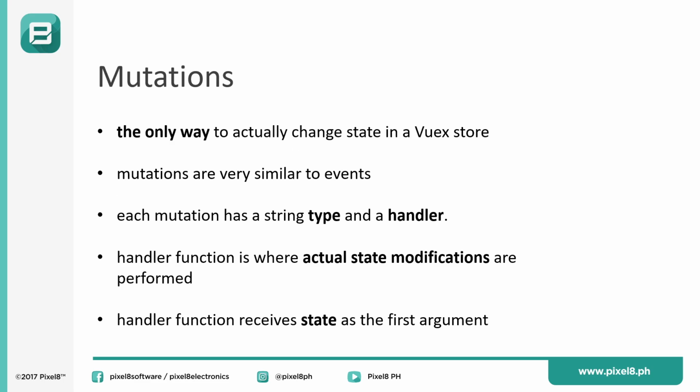So next would be mutations. Mutations are the only way to actually change the state in a Vuex store. Also, mutations are very similar to events, wherein each mutation has a string type and a handler. Later on, we'll show you how it looks. Also, the handler is basically a function wherein the actual state modifications are performed. Like I showed earlier in the video, you can see in the diagram that the only way to access the state is via mutations. So the one responsible for that is the handler function. Also, the handler function receives state as the first argument.